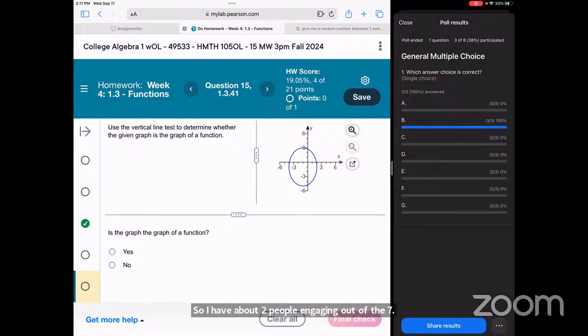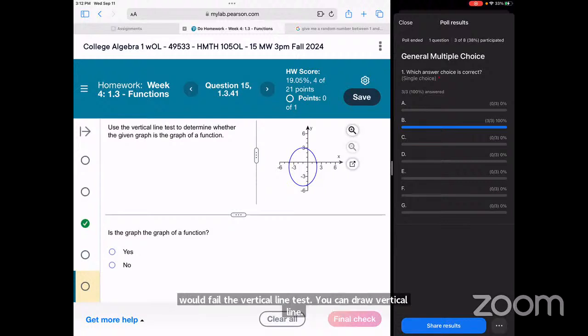Is the graph the graph of a function? We would say no, right? Because this is an example of something that would fail the vertical line test. You can draw a vertical line. It'll touch the graph more than once, so then it's not a function.